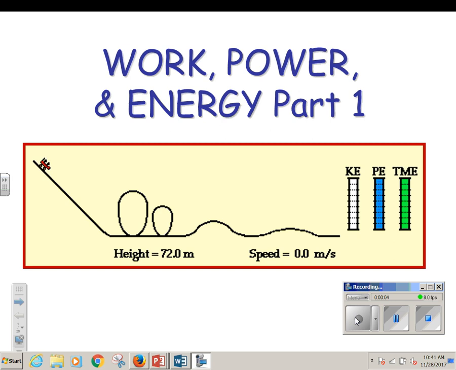Once again, I started it and then lost it. So this is our first part of our work, power, and energy, and there's actually 3 parts. So this first part is primarily just about your work and power, and you can add this information to your note packet.